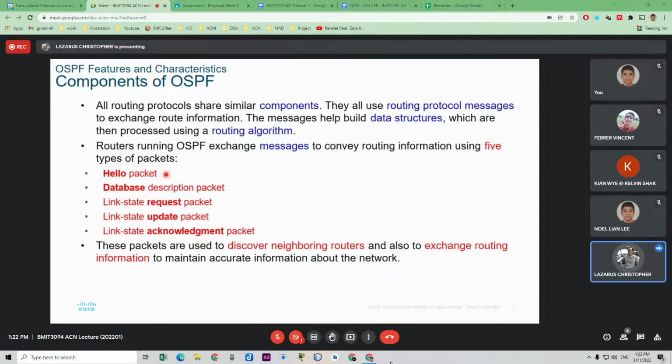Then we have the database description packet, link state request, link state update, and link state acknowledgement, right? Routers also use these packets as a way to know about the topology of the network. It is used to discover neighboring routers. If a router knows how many neighbor routers it has, it will know there are so many paths, right? And depending on the shared information, the router should know which path leads to where, right?